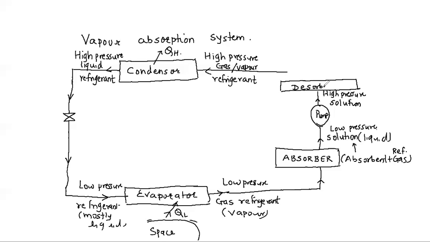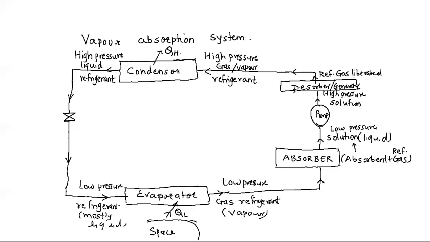Desorber, or it's also called the vapor generator. In the desorber, which is just the opposite of the absorber, the refrigerant gas is liberated. This refrigerant gas would then enter the condenser. So this way it goes into the condenser.